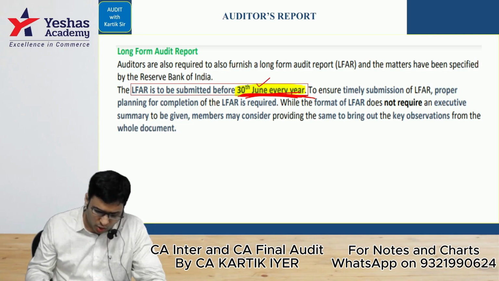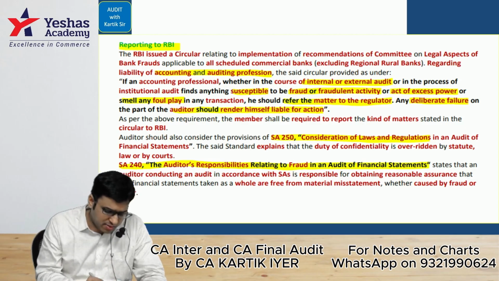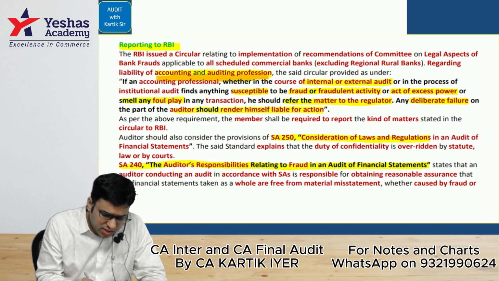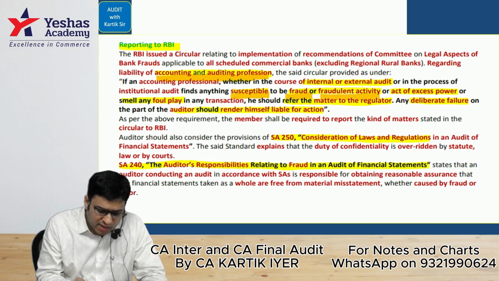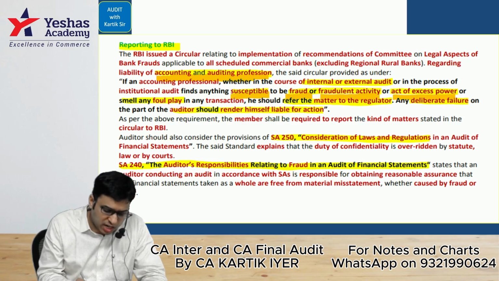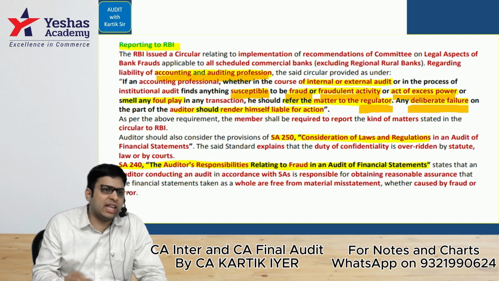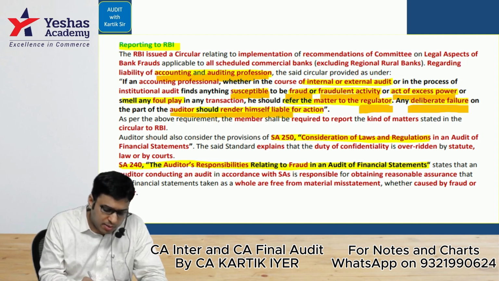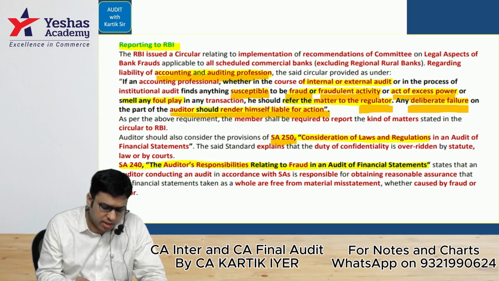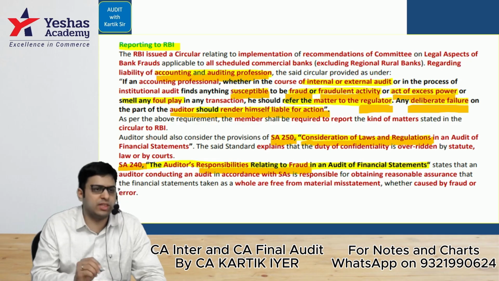And last but not the least, we are doing something called reporting to RBI. RBI has told people of accounting and auditing profession that if you find any susceptibility of fraud or fraudulent activity or act of excess power, anything which is there, you have to report to RBI. See, refer the matter to the regulator. If there is any deliberate failure, if they don't do it, in that case, the auditor should render himself liable for action. Auditor should, other than this, satisfy two standards, SA 250, consideration of laws and regulations, and SA 240, that is auditor responsibilities in relation to fraud. This is what you have to do.